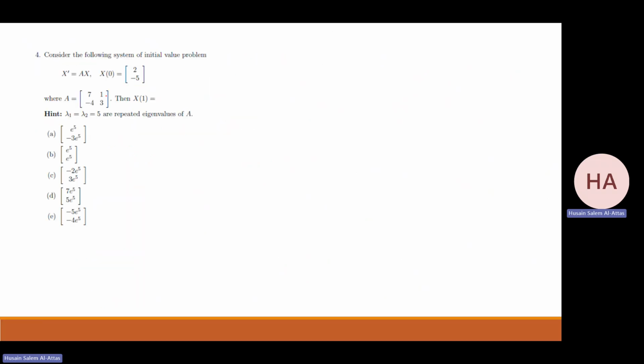Let me do this quickly. This has repeated eigenvalues. So now I have A minus lambda I squared, which is A minus lambda I times itself. 7 minus 5 will be 2, 1, minus 4, 3 minus 5, that is minus 2, times itself. We should get 0, 0 in this case. 0, 0. Minus 8 plus 8 is 0, minus 4 plus 4 is 0.